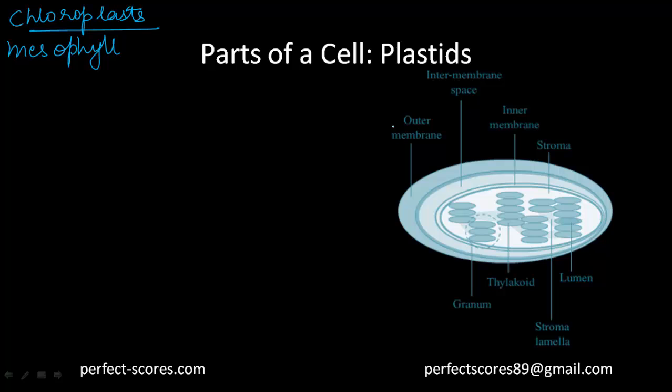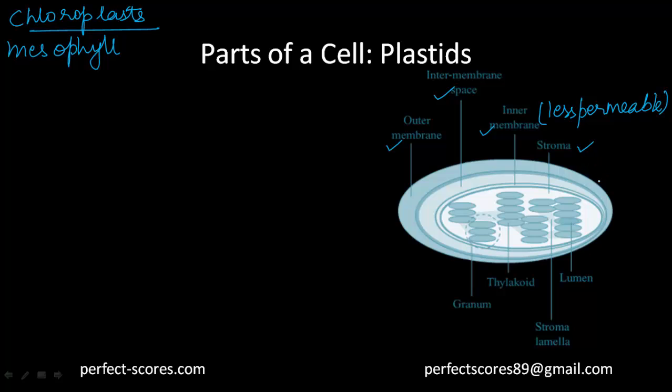Now, just like the mitochondria, the chloroplasts also have two membranes. So one is an inner membrane, the other is an outer membrane, and then there is a space between them, that is the intermembrane space. Now, of the two membranes, the inner one is less permeable. So that needs to be mentioned here. The space that is there inside the inner membrane is called the stroma. Just like the matrix was there in mitochondria, the chloroplasts have the central space called the stroma.